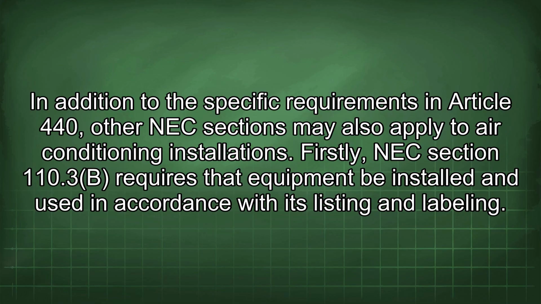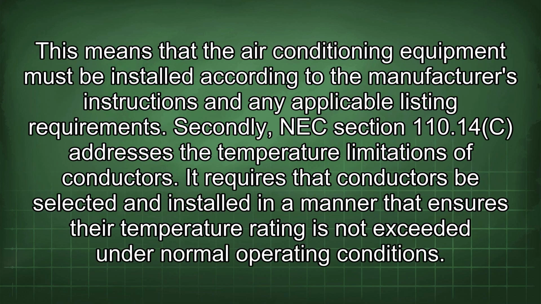In addition to the specific requirements in Article 440, other NEC sections may also apply to air conditioning installations. Firstly, NEC Section 110.3(B) requires that equipment be installed and used in accordance with its listing and labeling. This means that the air conditioning equipment must be installed according to the manufacturer's instructions and any applicable listing requirements.